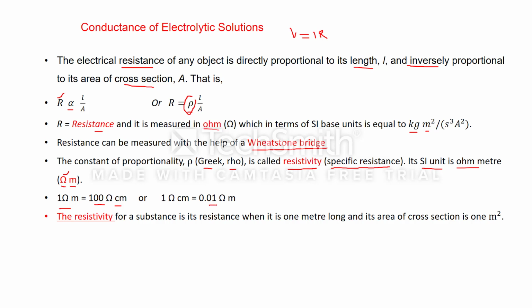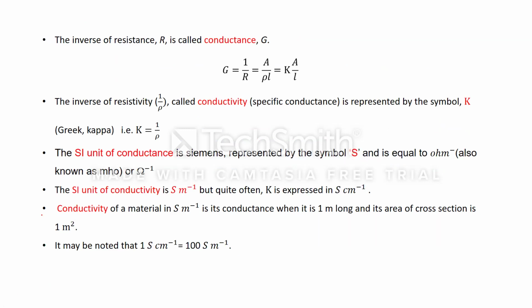1 ohm meter is equal to 100 ohm centimeter, or we can say 1 ohm centimeter is equal to 0.01 ohm meter. If in this formula L is equal to 1 and A is also equal to 1, then rho is equal to R. From this, we can define resistivity. Resistivity of a substance is its resistance when it is 1 meter long and its area of cross section is 1 meter square. I think these two terms are clear to you: what is resistance, what is resistivity, and what are their units.